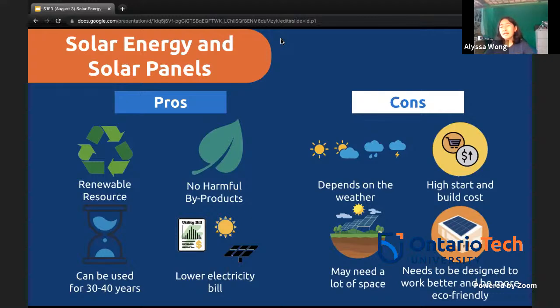So one more, I think, I don't know if people mentioned or not, is the one at the bottom right, is that it needs to be designed to work better and to be more eco-friendly. So as of right now, yes, Kareem.